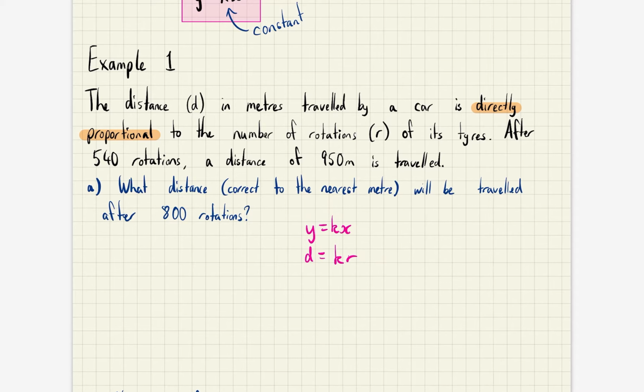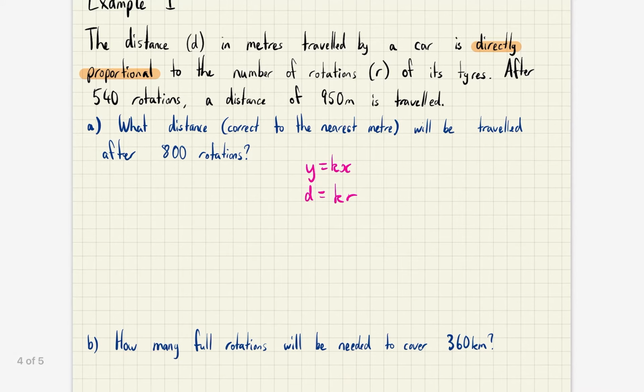The reason why that's important is because we need to be able to calculate what k is. We've been given information for one specific situation, which is this many rotations is this much in distance. But now it asks what distance to the nearest meter will be travelled after 800 rotations. So we need to know what k is so we can figure that out.